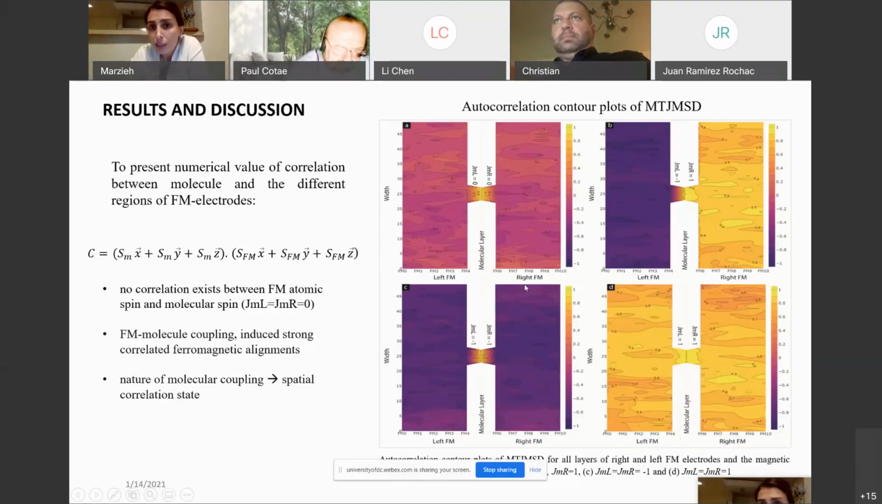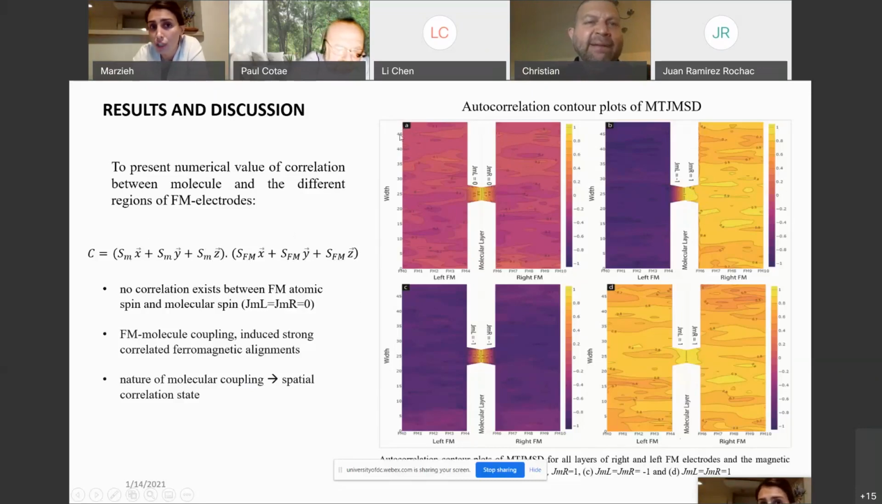So to calculate the autocorrelation between the spin of molecules and the atoms, we have calculated the correlation coefficient, which is the dot product of the spin of molecules and the spin average of each 5 atoms, because we have 50 atoms, and in each electrode we have 5 atoms in each row.